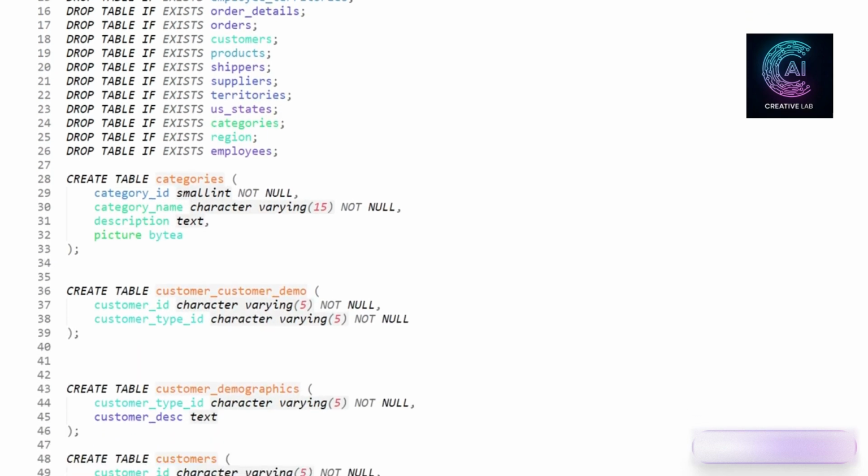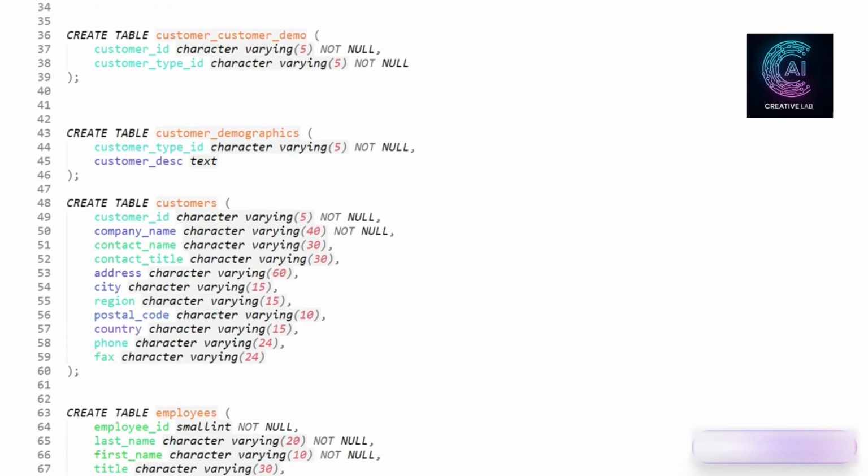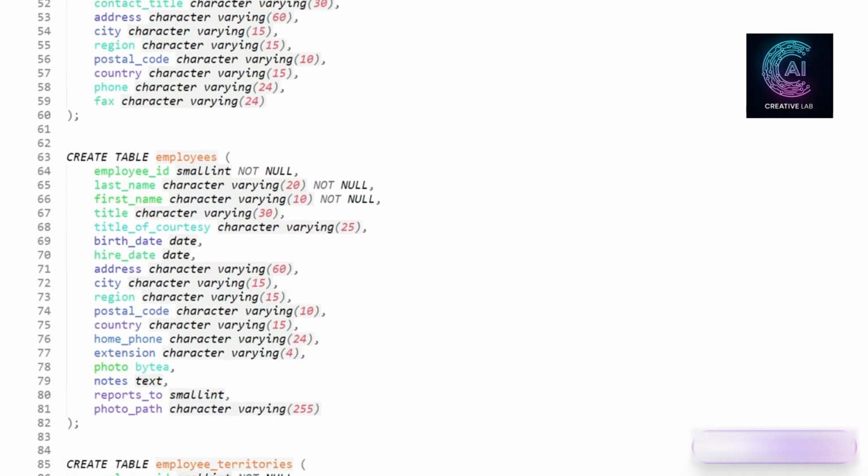Today, we will explore automating SQL query optimization through the use of large language models.